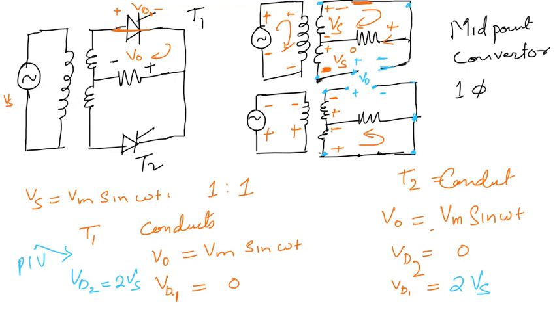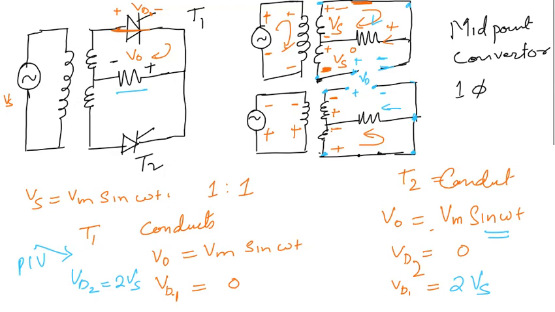Regarding your output voltage, the output polarity does not change, because the current direction is always incoming on both the sides. So because of that, the output polarity will be V naught only, so it will have the same polarity. So this is my working condition of a midpoint converter.